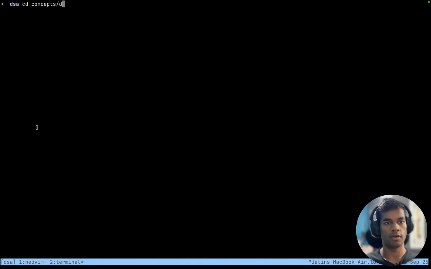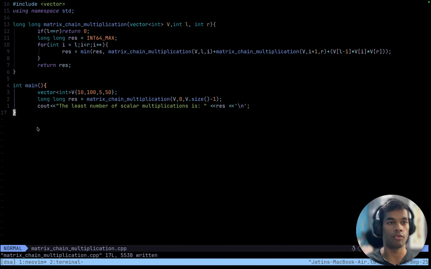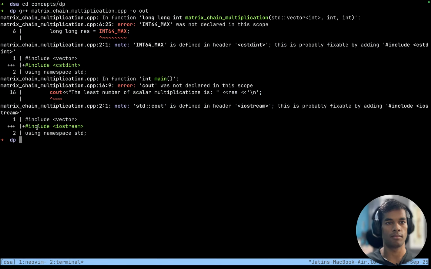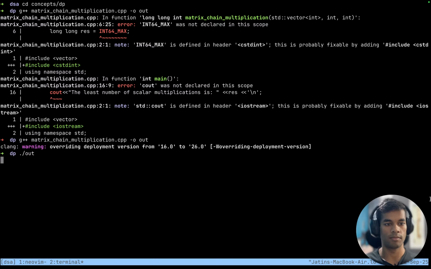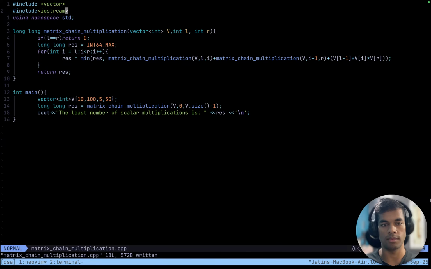Matrix chain multiplication. Okay, shit. Yes, of course, because I haven't included the library, iostream. And it even suggests what I should do. G++ is cool. Okay, there is some error.